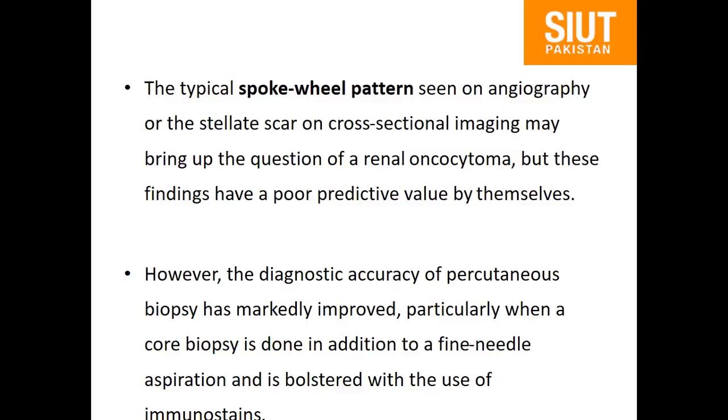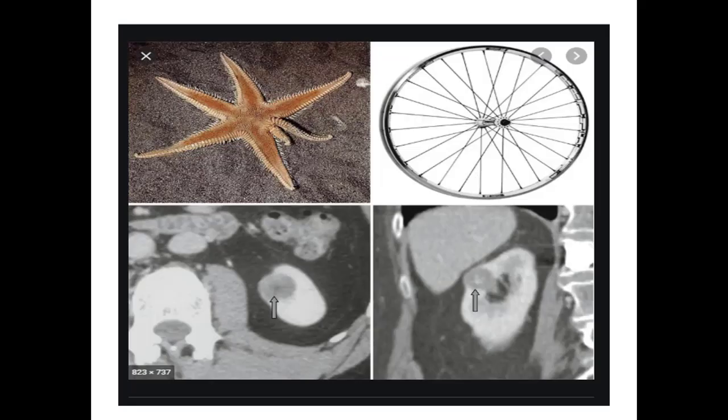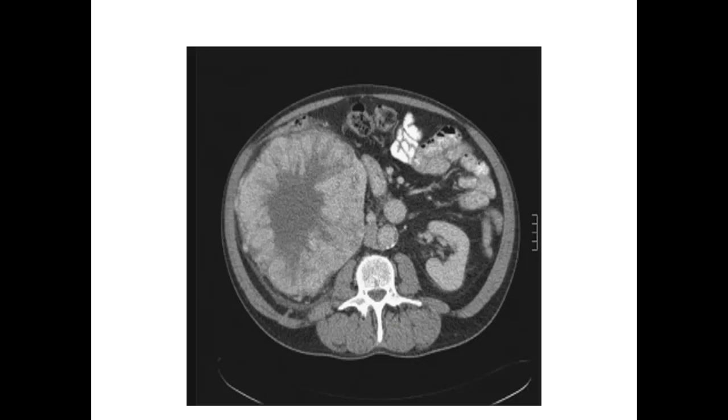If we look at the histological features of oncocytoma, a typical spoke-wheel pattern seen on angiography, or a delayed central scar on cross-sectional imaging, may bring up the question of renal oncocytoma, but these findings have a poor predictive value by themselves. However, the diagnostic accuracy of percutaneous biopsy has markedly improved, especially if we do core biopsy in addition to fine needle aspiration. For the spoke-wheel appearance, looking at the CT scan, we can appreciate something like this.